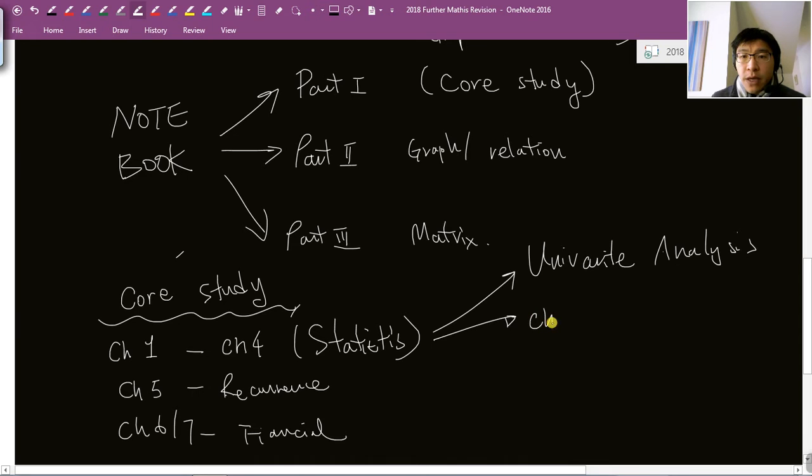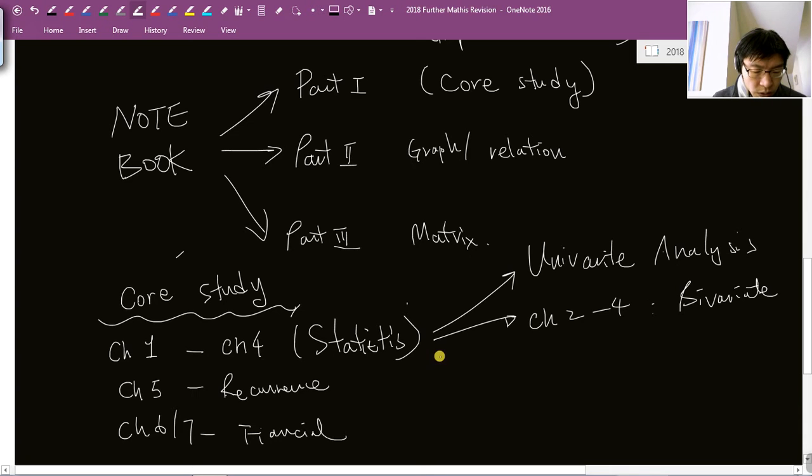Then, if you look at chapters 2 to 4, I generally call them bivariate analysis. When it's bivariate analysis, there's more than one set, and we need to look at the correlations between the two sets of data that you have.